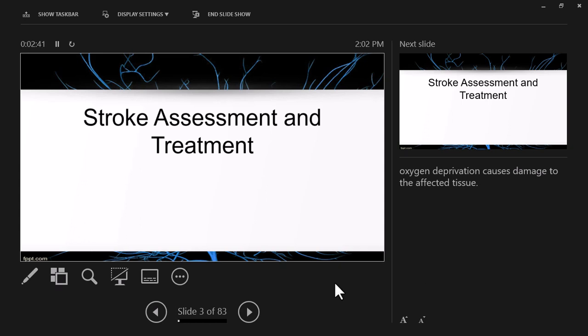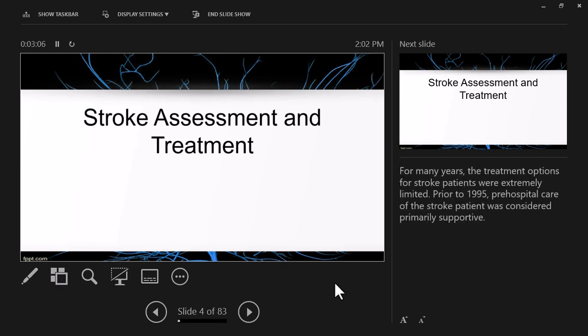Here's the other thing that you want to remember. You remember the rules that we have for oxygen administration for cardiac patients? Same rules apply to your stroke patients. Okay, because remember, a stroke is nothing more than same type of etiology as a patient who has a heart attack, except it's happening up in the brain instead of the heart. So we want to kind of keep that in mind as well.